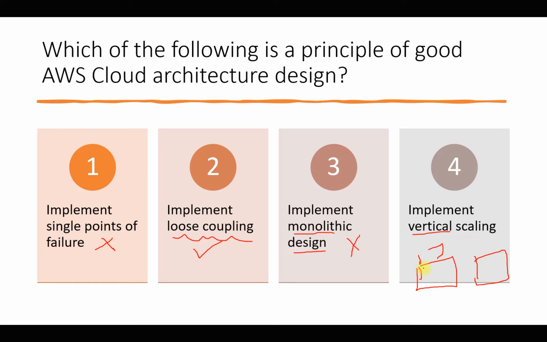The reason is that here we are having a single point of failure. If something goes wrong with this machine, whether it is 16 GB of RAM or 100 GB of RAM, it doesn't matter, it will go down. When we are having two machines, if one goes down, the second will always be up, right? So that's why it's not a good architecture, we can say. So this is also wrong. So we will go with implement loose coupling here. Let's see the next question now.